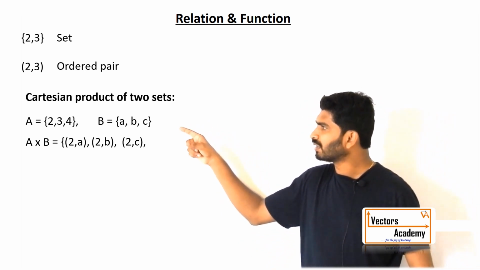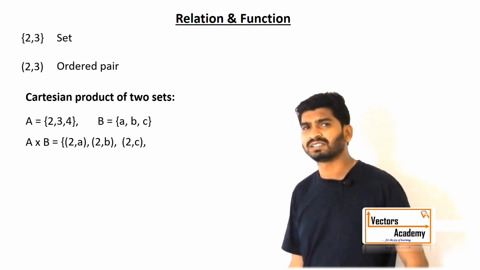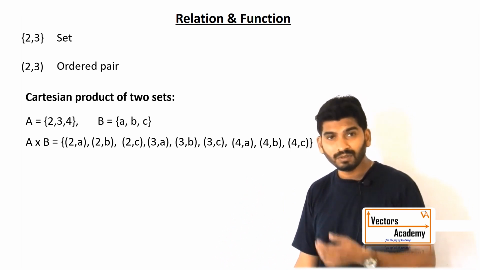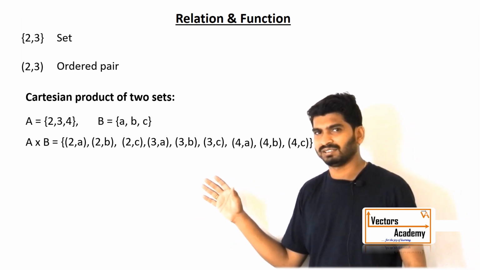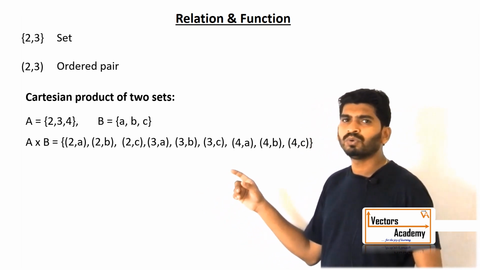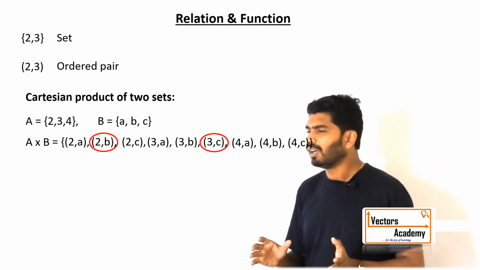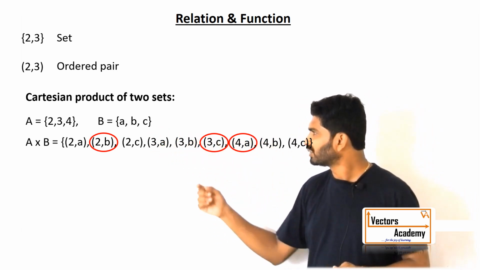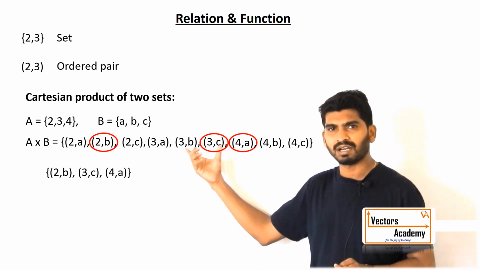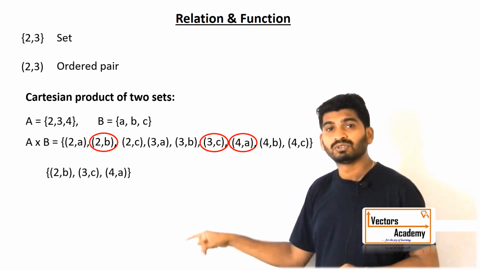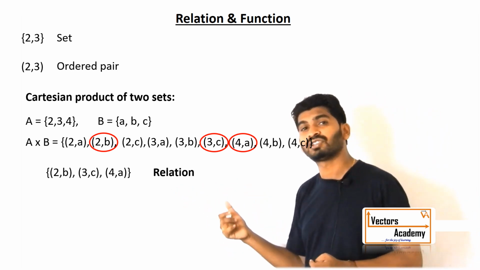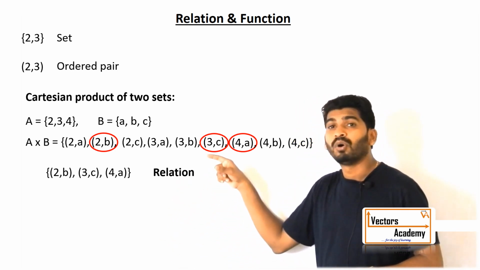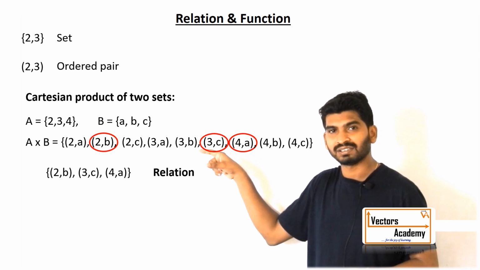Similarly, as we did with the first element, the same thing is to be repeated with the second and the third elements as well. So, the next three terms will be 3a, 3b, 3c, and the next will be 4a, 4b, 4c. So, this is how you multiply two sets. Now we'll move on to the relation between two sets. Suppose I take three terms from the Cartesian product and make another set. This set is called a relation between A and B. So, what is a relation? It is a subset of the Cartesian product of the two sets.